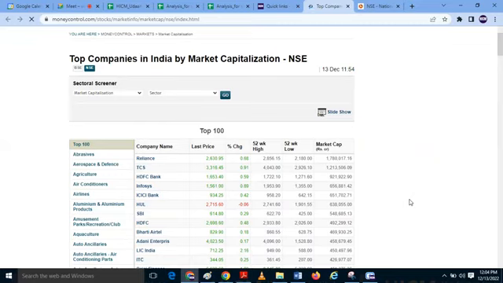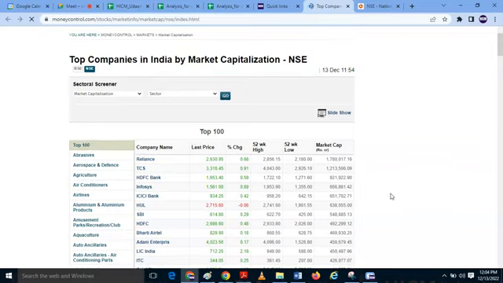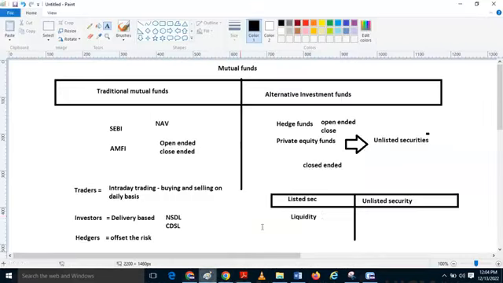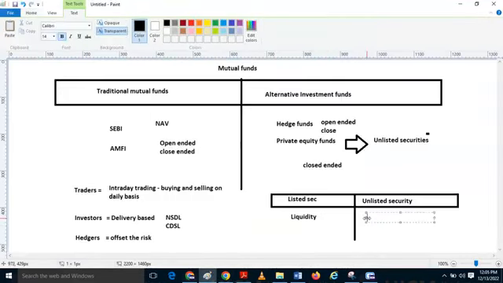And how can we tell whether a company is top? As per their market capitalization. So if you take the top companies, their liquidity is high in the case of listed securities. But when a security is not listed, unlisted, there will be a liquidity issue.